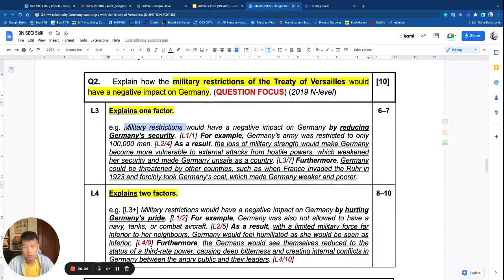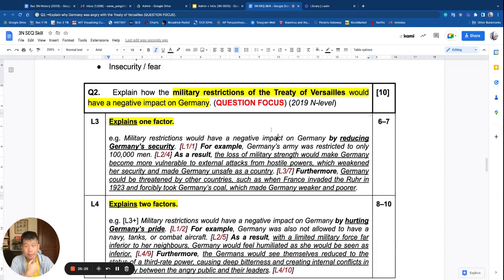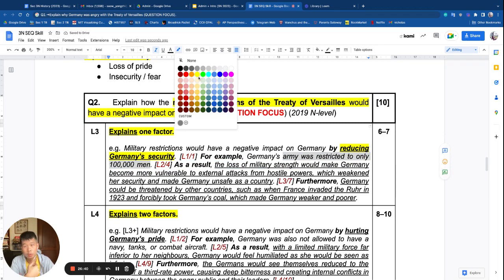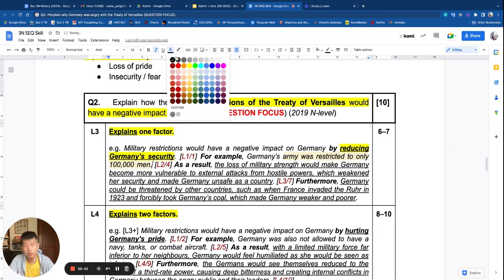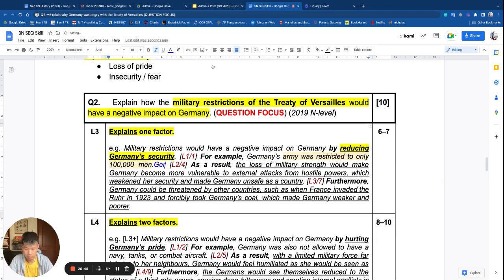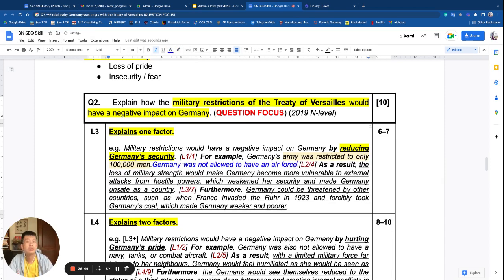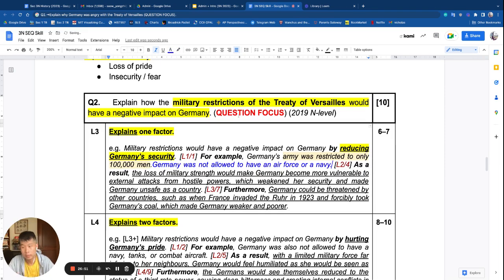In fact, I did go with these two for the point. So let's take a look. Military restrictions have negative impact by reducing Germany's security. So that's the factor I went with, the first one. For example, Germany's army was restricted to 100,000 men. You could also say more things here. You already know that Germany was not allowed to have an air force or navy, and so on. You could give more details. Loss of military strength would make Germany more vulnerable, which weakened her security, right?